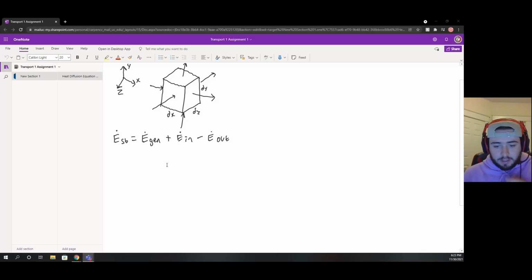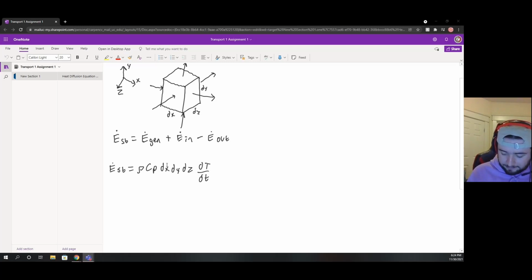So starting off with the energy being stored, that's going to equal the density of that volume times the heat capacity times each dimension, dx, dy, and dz, times the change in temperature with respect to time.